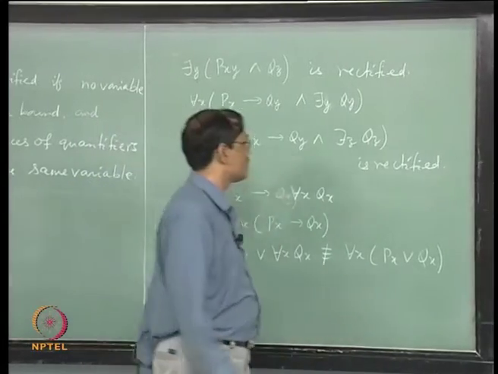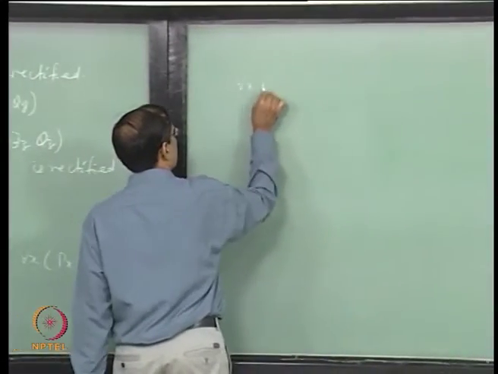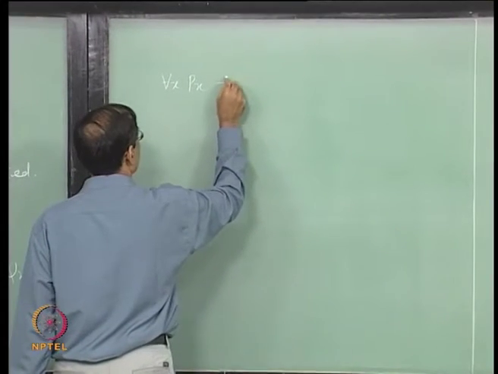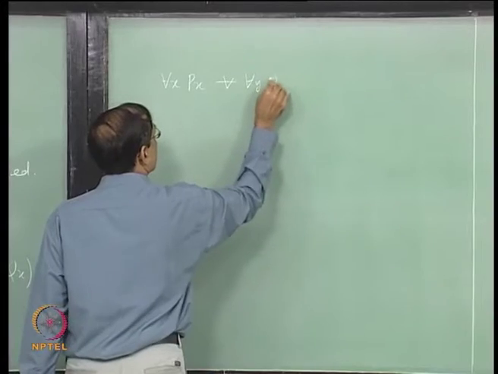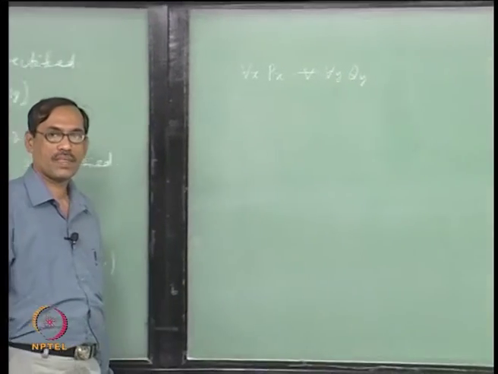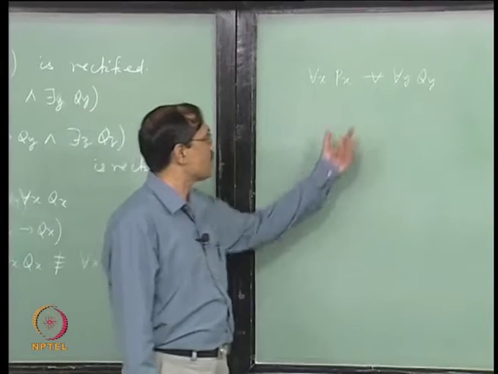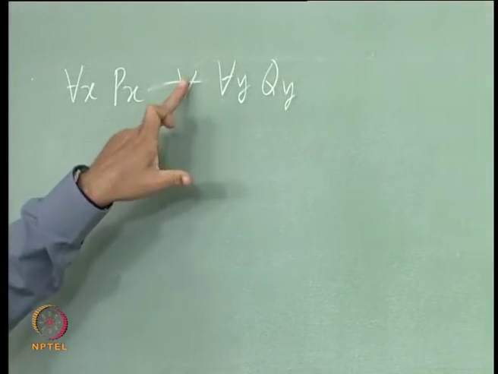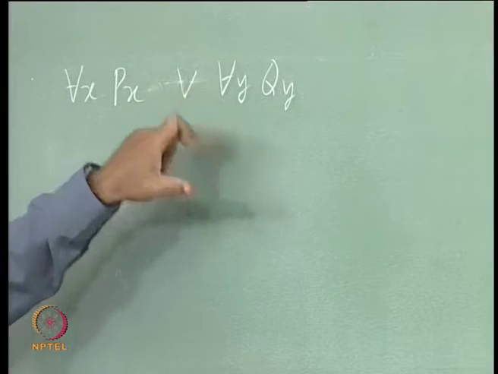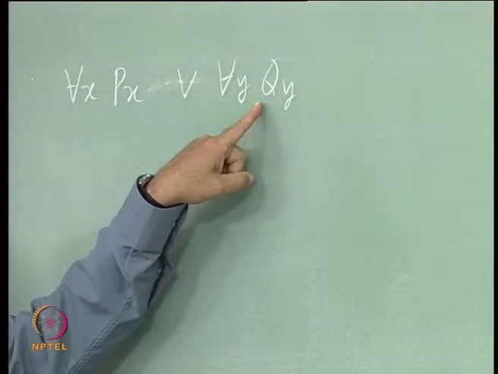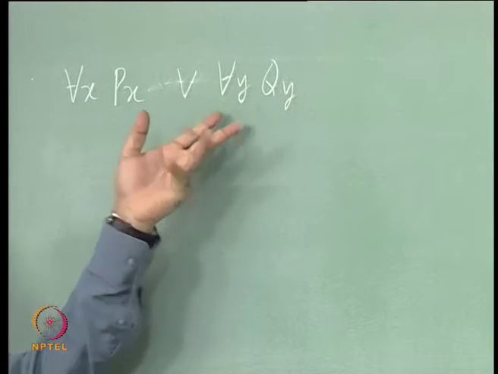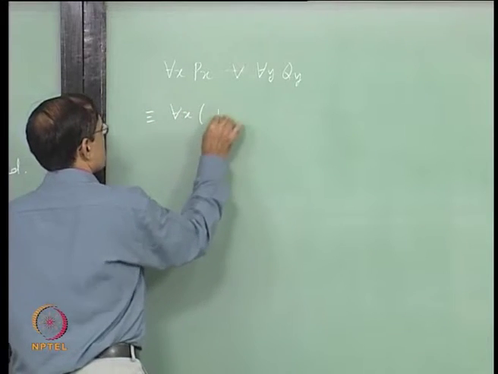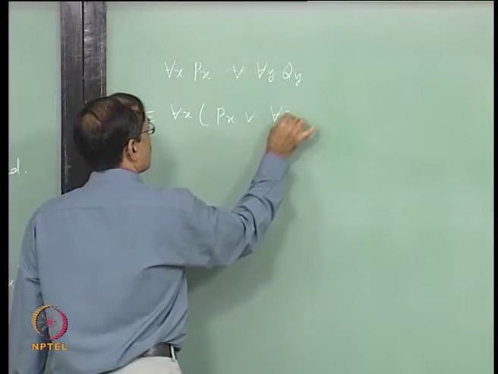For example, here suppose it is for each x p x, say we take the or case first, or for each y q y. Now, what happens is, in this subformula x does not occur, this is r. So, here x does not occur. Since x does not occur at all, I can bring the quantifiers outside. So, I say it is equivalent to for each x p x or for each y q y.